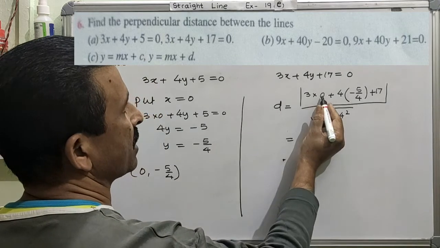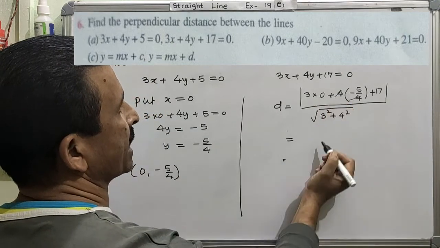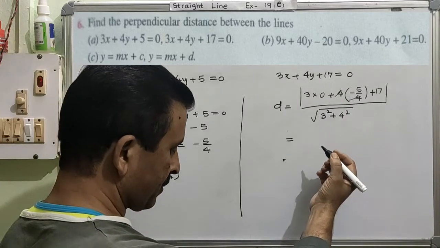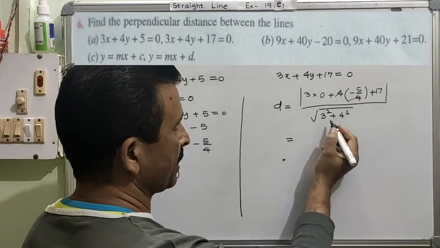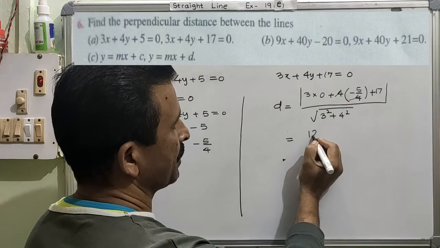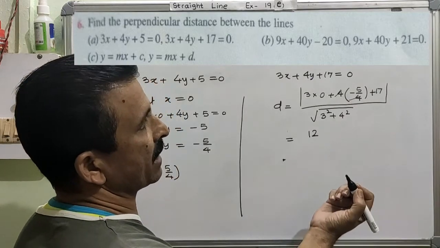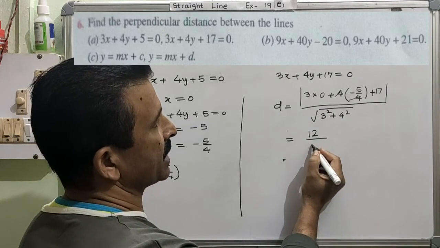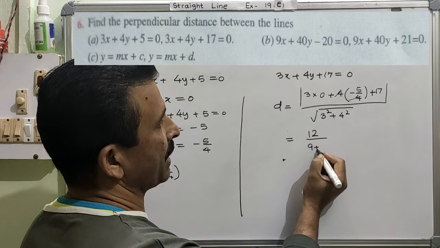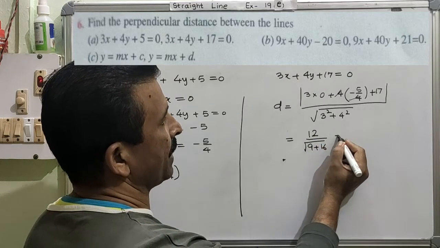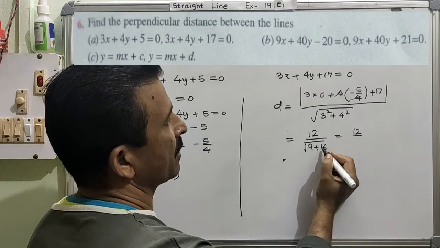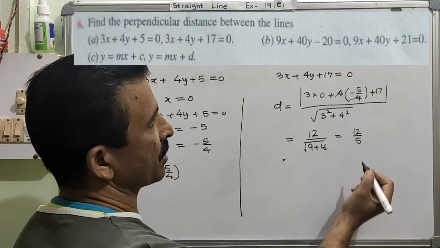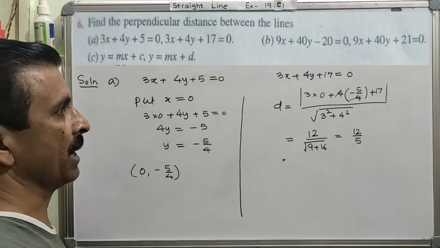Now 3 into 0 is 0. 4 and 4 cancel. Clear? And 17 minus 5 is 12. Now this is positive, so if I remove the absolute value sign, it will remain as it is, divided by the root of 9 plus 16, so 12 over the square root of 25, and the square root of 25 is 5. So this becomes the distance between the two parallel lines.